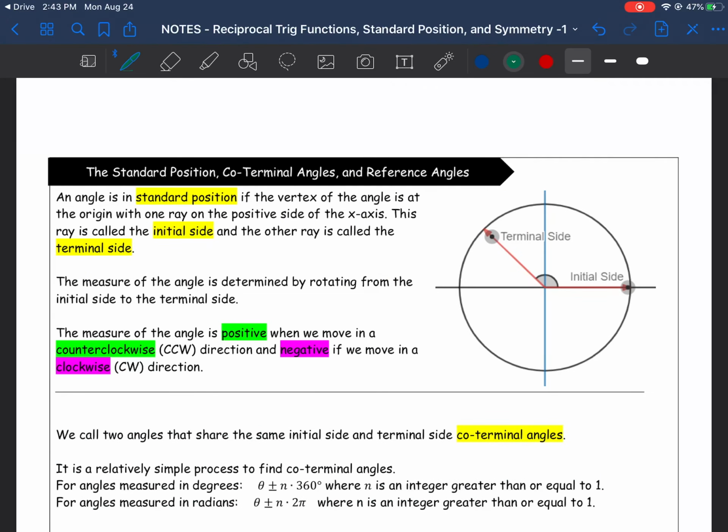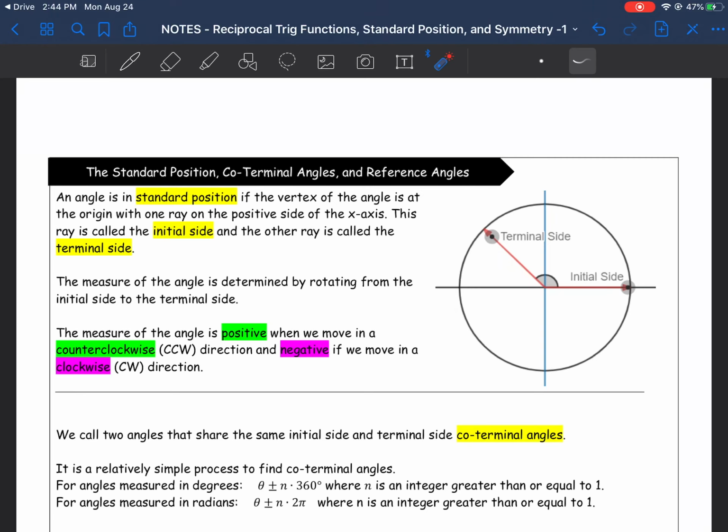So now let's talk about something called the standard position, coterminal angles, and reference angles. An angle is in standard position if the vertex of the angle is at the origin. So we can see right here, the vertex is at the origin, with one ray on the positive side of the x-axis. This ray is called the initial side. And the other ray is called the terminal side. So here's our initial side. We call this the terminal side. And we can see that our vertex is there at the origin. So we call that standard position.